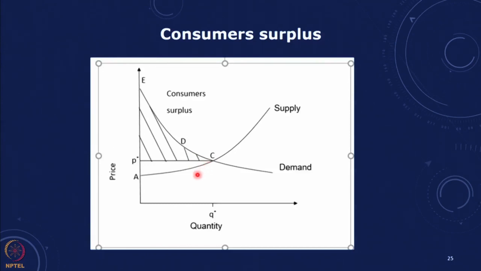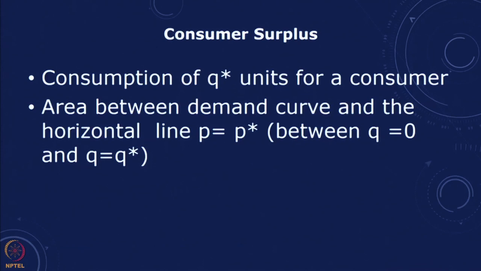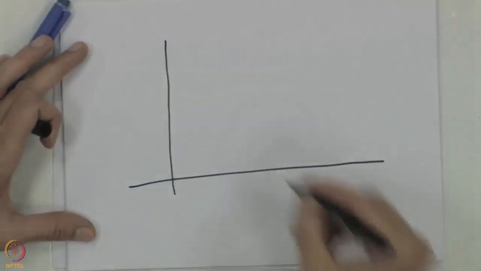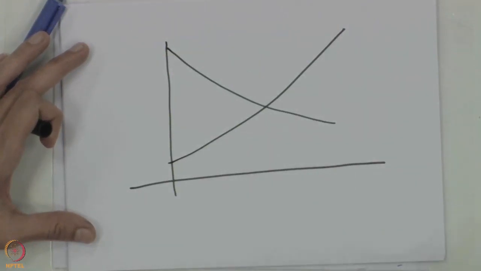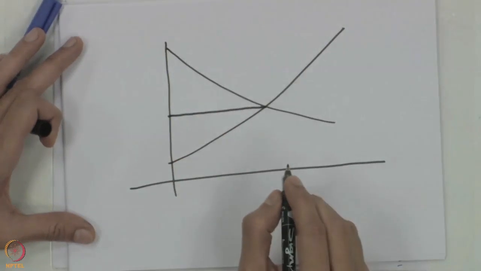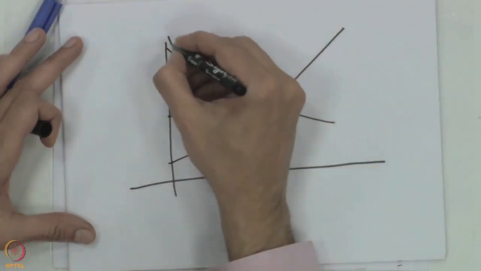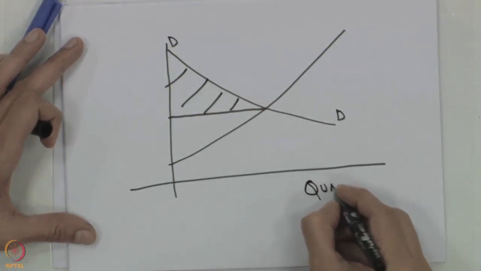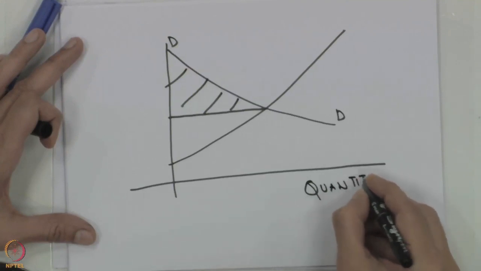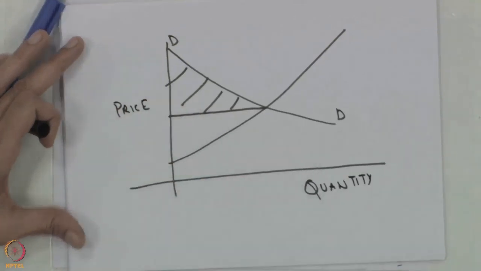Now, let us define these. So, the consumer surplus, as we have defined, is that we have, let us say, consumption of Q star units for a consumer. We talk about any consumer, let's redraw this, and let's now draw these as curves. So in general, this is quantity and this is price and this is the consumer surplus.